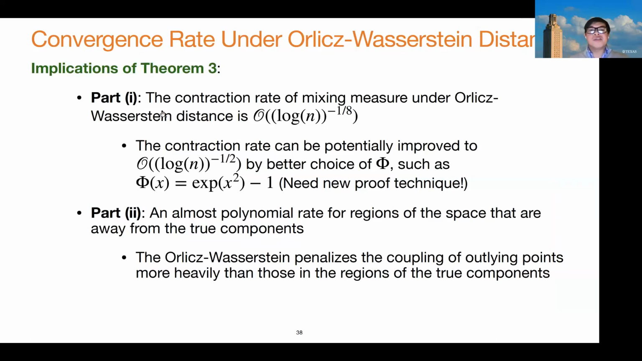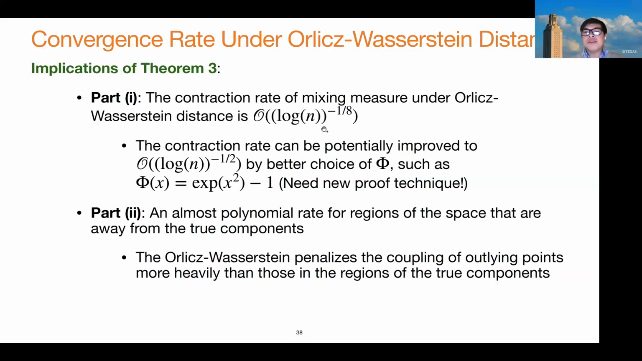And we also have some remarks on the results. First thing is that now we have the contraction rate 1 divided by log n to the power of 1/8 under the Orlicz-Wasserstein distance, compared to 1 divided by log n to the 1/2 when we use the Euclidean distance with the ultrametric.